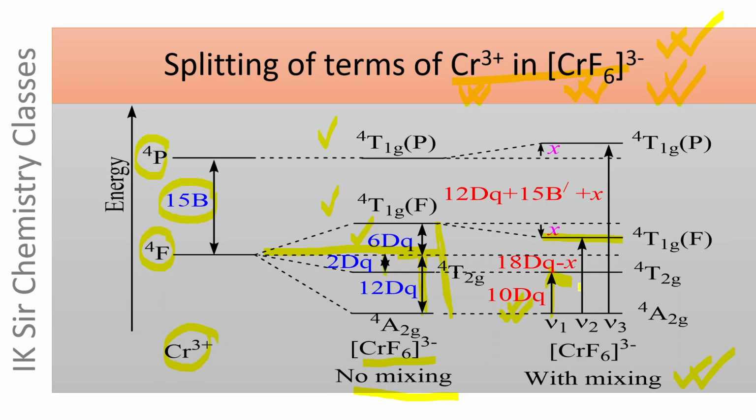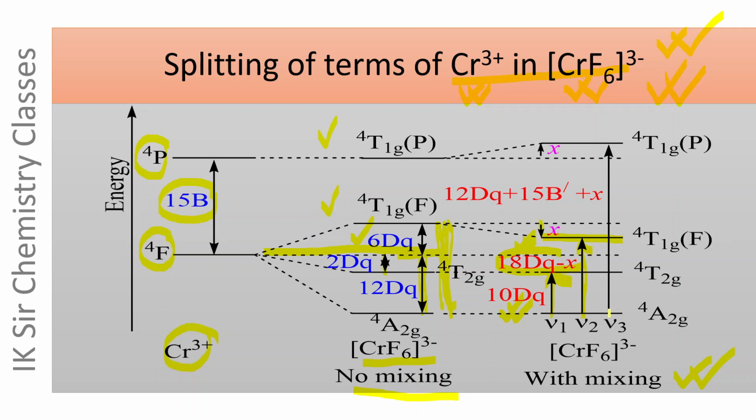The second transition, this one: this energy difference is 18 Dq, and the energy of the 4T1g(F) state has decreased by x, and therefore the second transition, represented as nu2, will require 18 Dq minus x amount of energy.